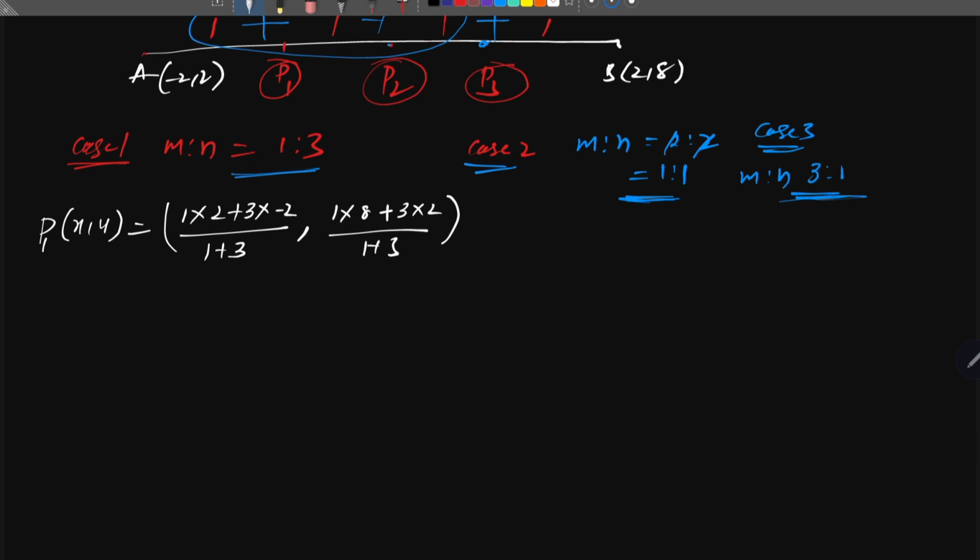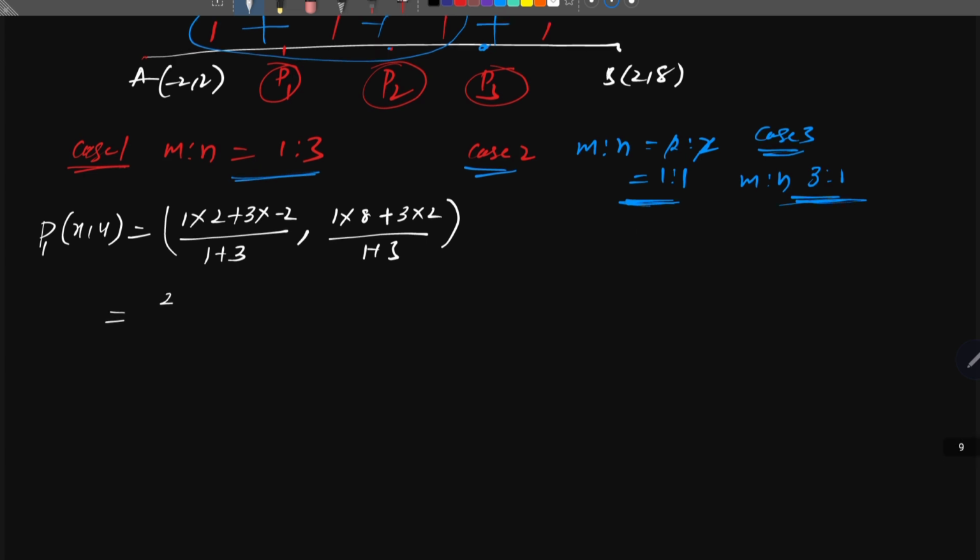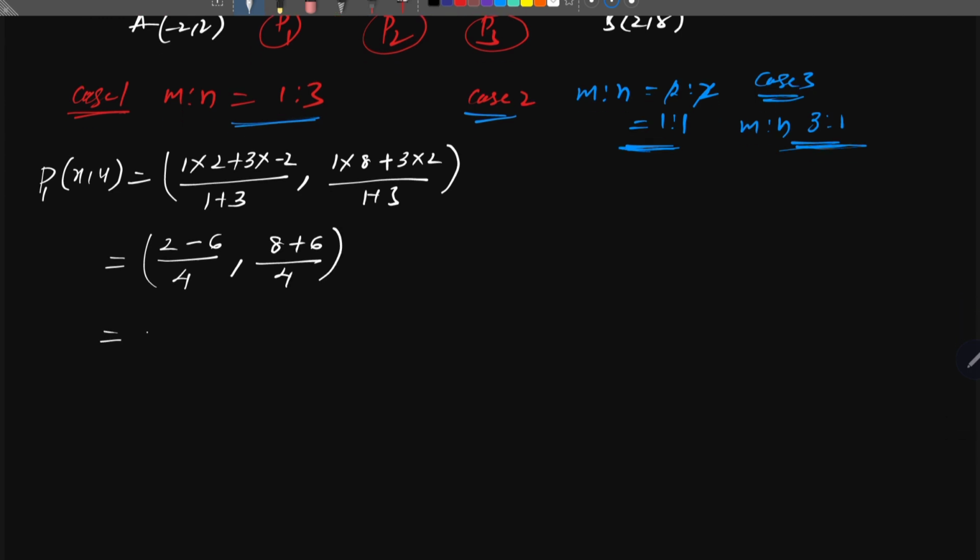Now this simplified: 2 ones are 2, minus 2 threes are 6, divided by 1 plus 3 is 4, comma, 1 eight is 8 plus 2 threes are 6, divided by 4. Okay, so this simplification gives minus 4 by 4, comma, here this addition is 14, 14 by 4. Okay, this 4 cancels, minus 1 comma 7 by 2. Okay, this is the first location.